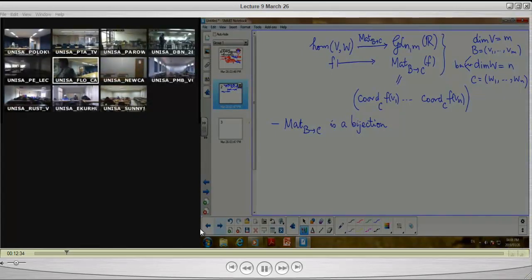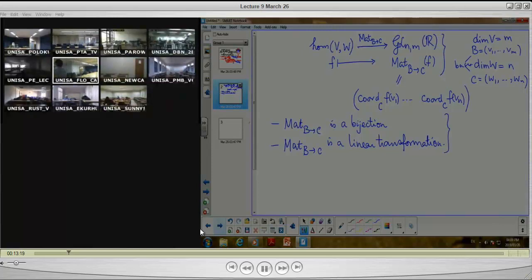Okay, so we have shown that this is a bijection already. Now in this problem that you are saying, you are asked to show exactly that this is a linear transformation. So weren't we showing that Hom VW is a... Oh, yeah, okay. So it follows that this is a bijection linear transformation.